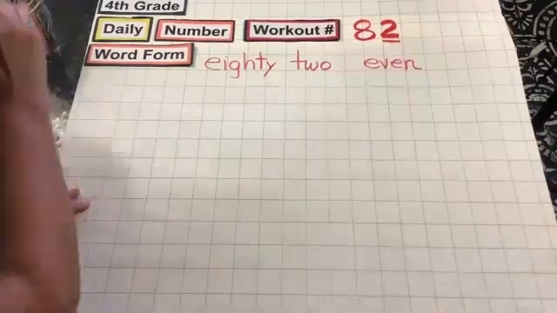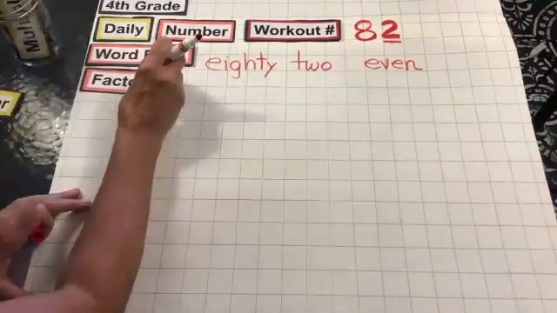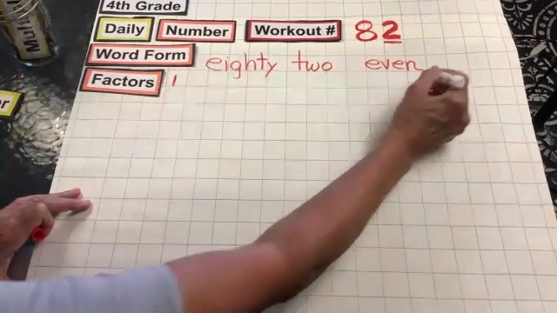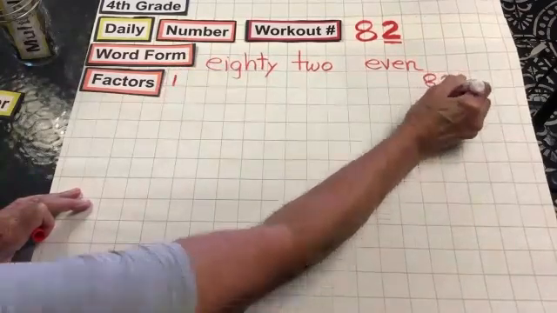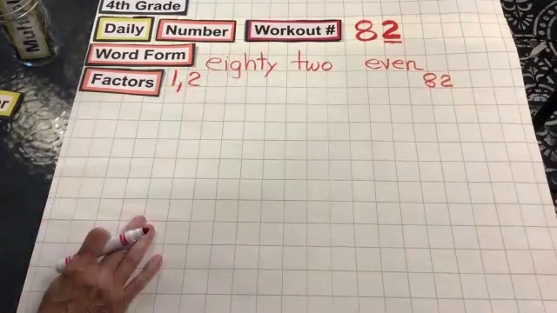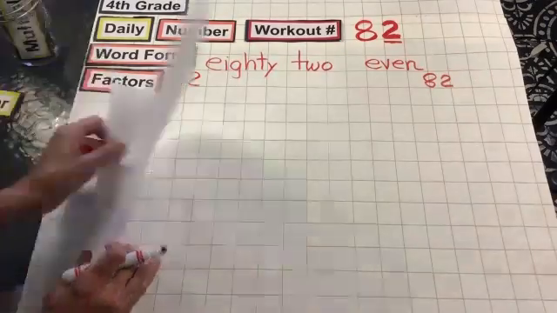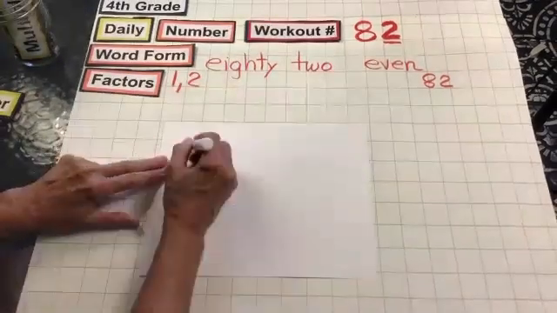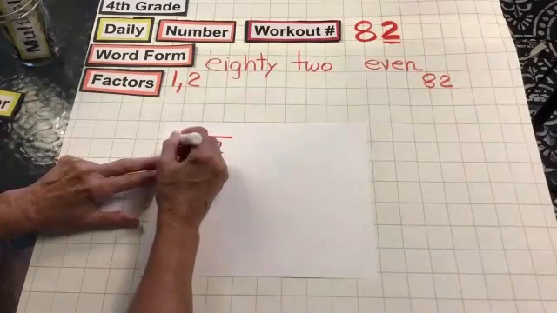All right, so let's go for factors. So 1 times 82 equals 82. 2 goes in because it's even. So let's find out how many times 2 goes in. So get your scrap paper or write somewhere on the back of your paper, 82 divided by 2.